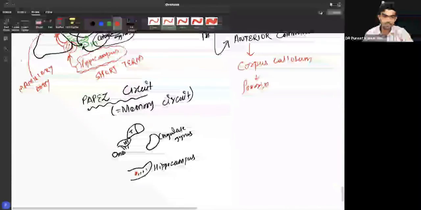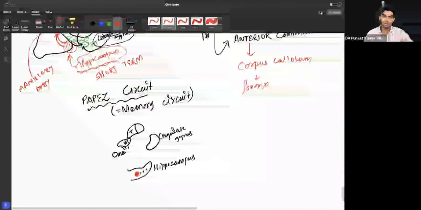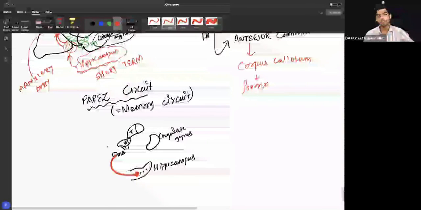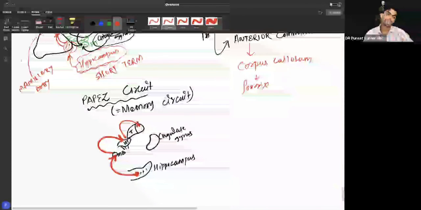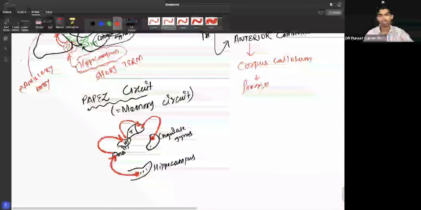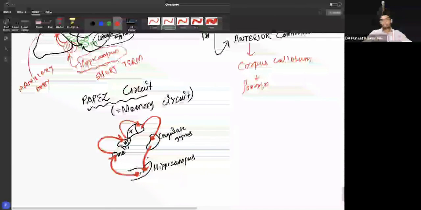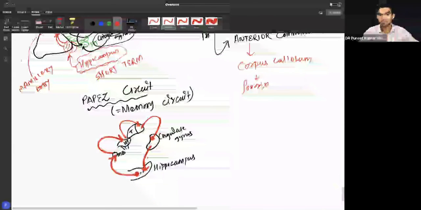So the Papez circuit starts from the short-term memory region of the hippocampus. It goes to the mammillary body. Then it goes to the hypothalamus. Then it goes to the anterior portion of the thalamus. Then it goes to the cingulate gyrus. Then it comes back to the hippocampus. And this is the circuit.